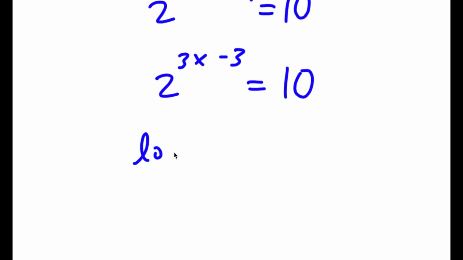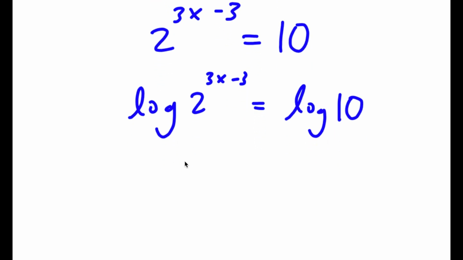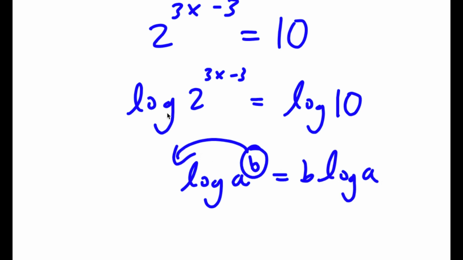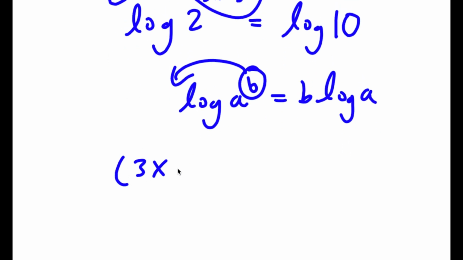Now I'm going to take the log on both sides, so I'll get log of 2 to the power of 3x minus 3 is equal to log of 10. And if I have something in the form log a to the power of b, I can move this exponent b to the front, so this can equal b times log a. So in this case, b is 3x minus 3, so if I move this to the front, I get 3x minus 3 times log 2 is equal to log 10.